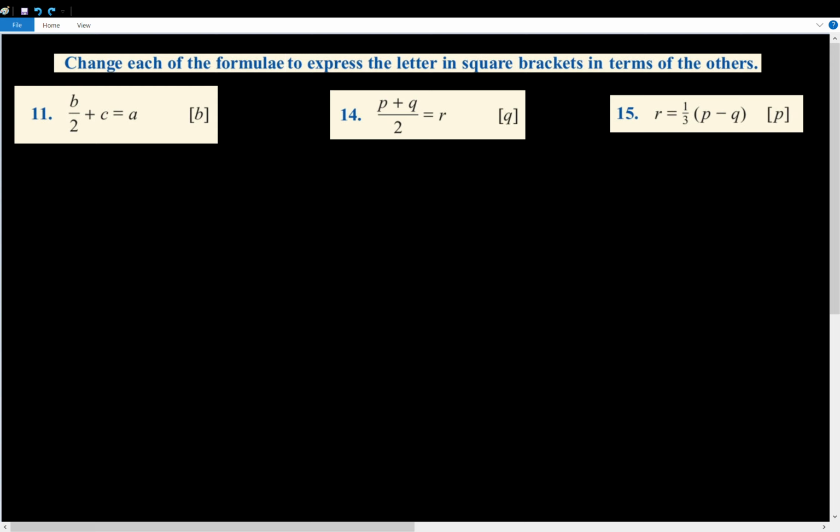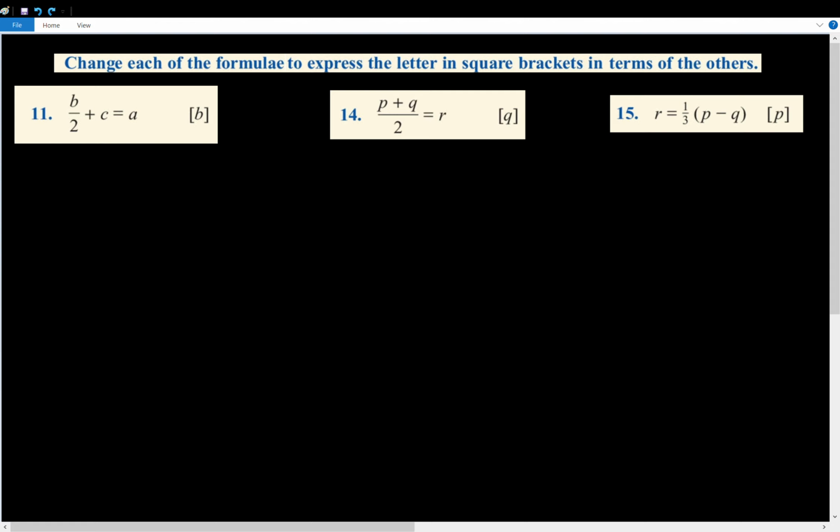This is questions 11, 14 and 15 in exercise 1.13 in Project Maths 3A. We have to change each of the formula to express the letter in square brackets in terms of the others. So what that means for each of these questions is we have to rearrange each equation so that the letter that's in brackets is on its own on one side of the equals.